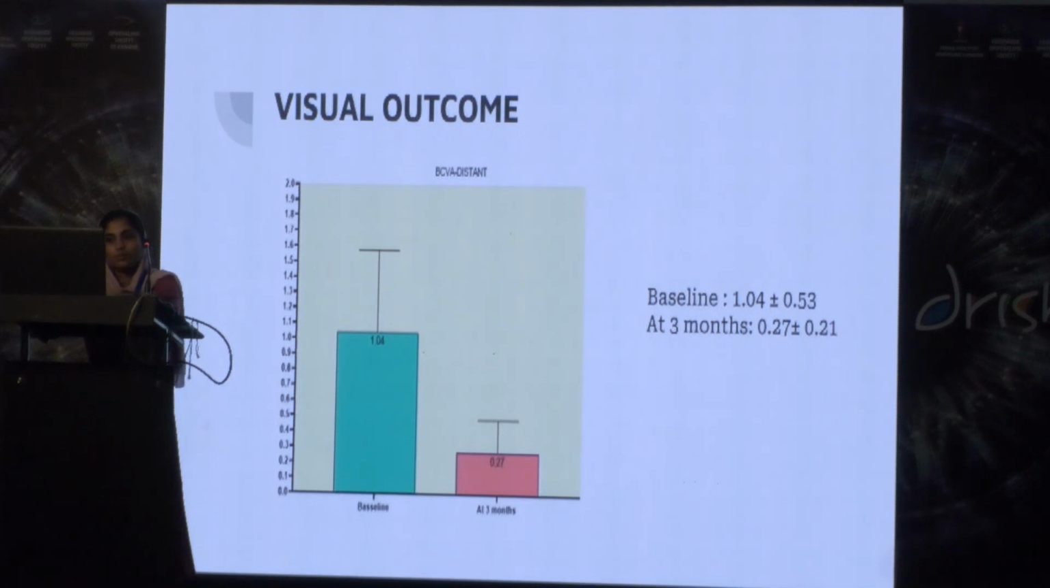Now the visual outcome: we found that the baseline visual acuity of these patients in logMAR was 1.04 plus or minus 0.53, and this improved to a value of 0.27 plus or minus 0.21 at 3 months with the use of scleral contact lens, and this was statistically significant.